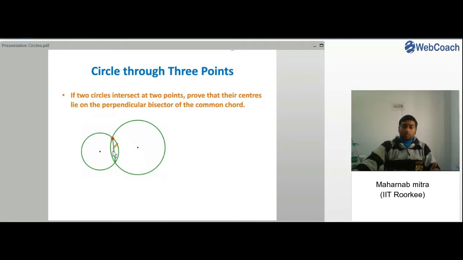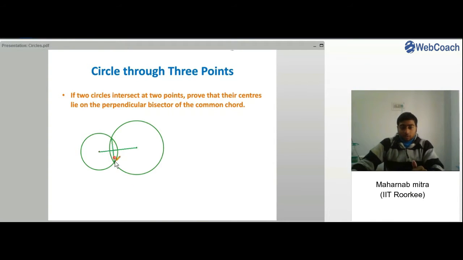So here is the common chord. You can see if we draw a chord which is passing through the two intersection points, the chord is common to both the circles, right? The chord is common to both the circles. You can see the chord is common to this circle also and this circle also, right? Here is the chord for both of them, and here is the line joining the centers.